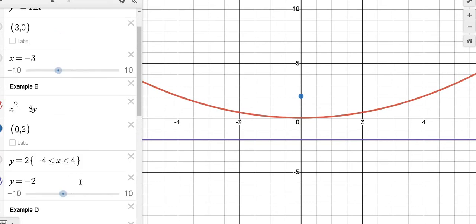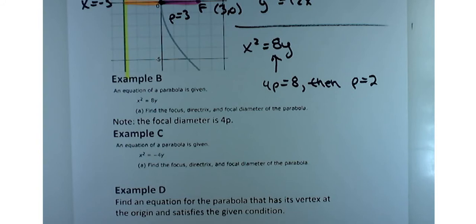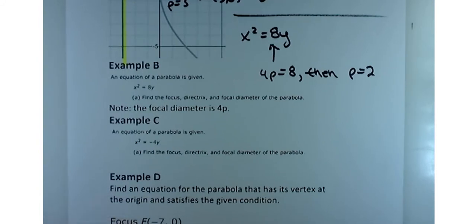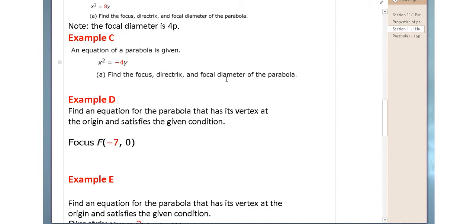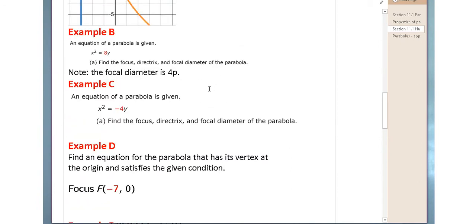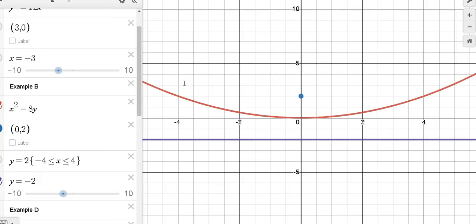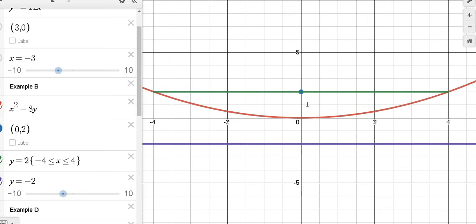That's nice. There's one other thing that we're being asked for here, and that is the focal diameter of the parabola. So what's that? Well, let me help out with that. I want to go back to this graph. Let's turn on this little bit right here. So that's a line that extends through the focus from one side of the parabola to the other. And we need to figure out its length.